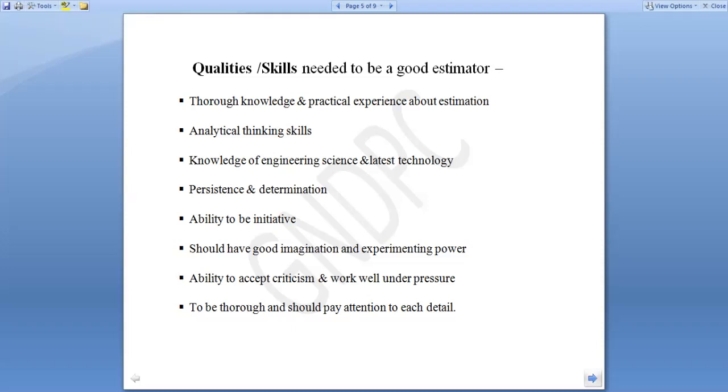That is, he should be able to talk openly, listen openly, or discuss his work, and should be able to accept what the critics say. He should be able to work under pressure also, be thorough, and pay attention to each of the details. He should look into every nook and corner of the project.